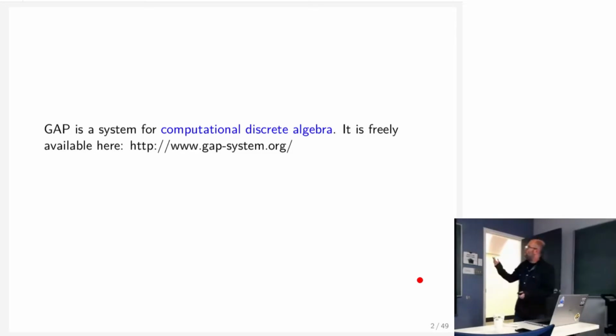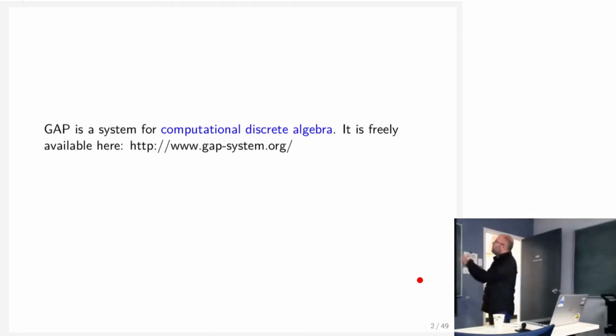Okay, so first of all, this software is free, and it's open source. You can get it from this page. There you will also find packages, manuals, presentations, books, several things. It's mainly for working with discrete algebra. It's mainly for working with groups, but you can also work with graphs, vector spaces, matrices, fields, rings, several things.